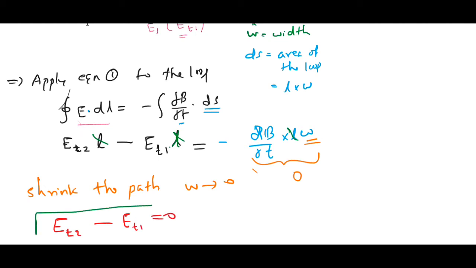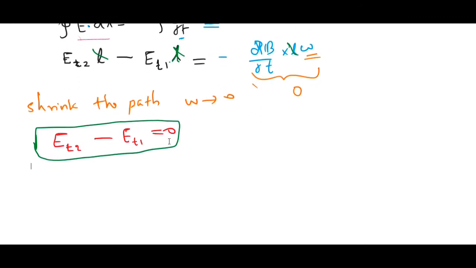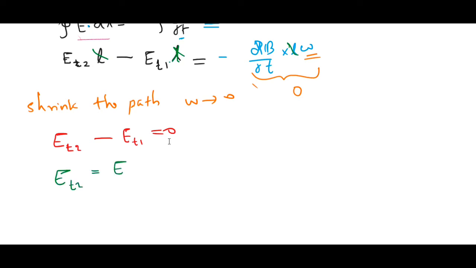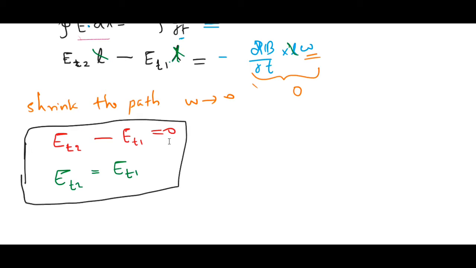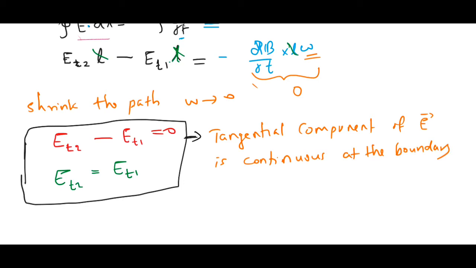This is the first boundary condition. I can write it in this form also, that is E T2 is equal to E T1, which means the tangential component of the electric field is continuous at the boundary. This boundary condition we already know, as we did it in the Electrodynamics 1 course.